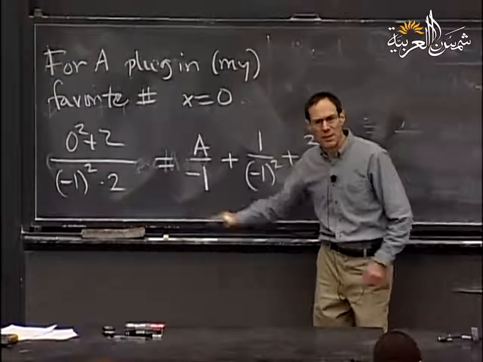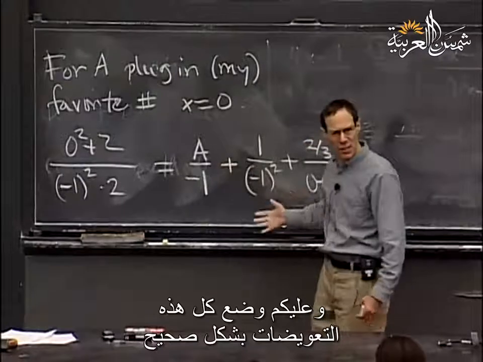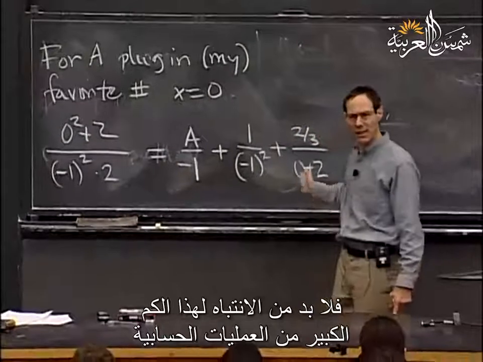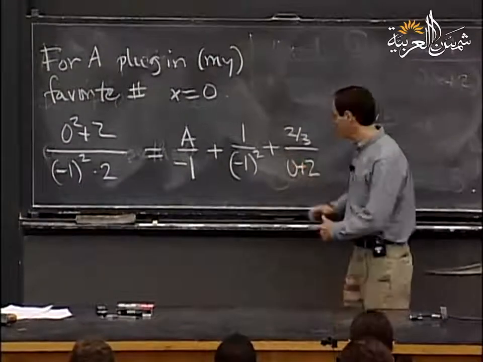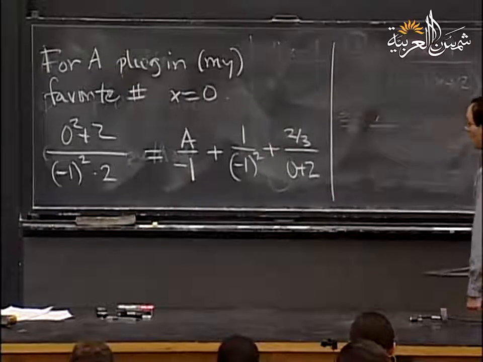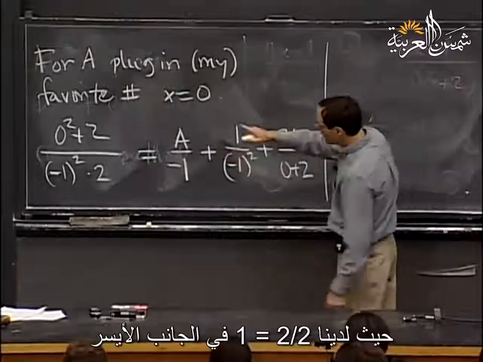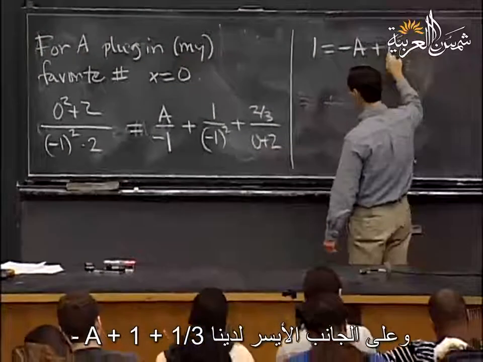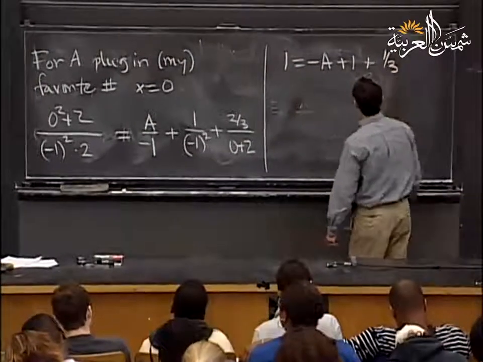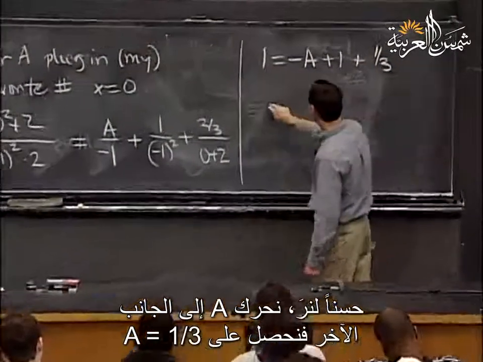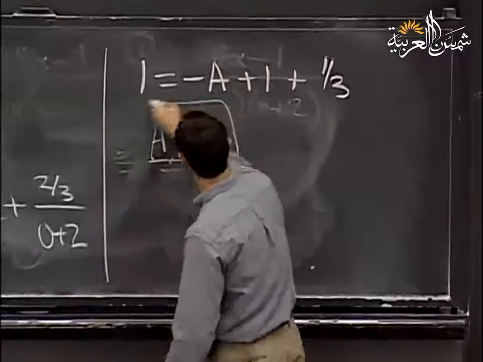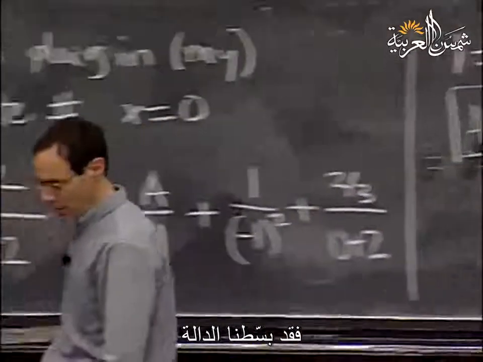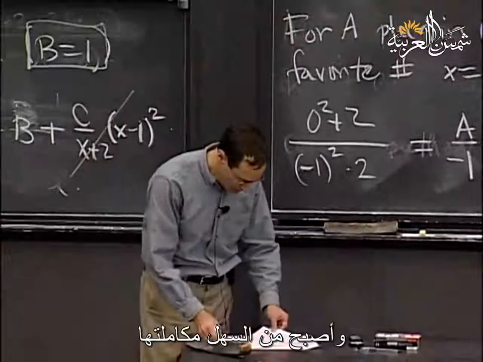Don't give up at this point. This is a lot of algebra. You really have to plug in all these numbers. Right? You make one arithmetic mistake and you're always going to get the wrong answer. This is very arithmetically intensive. However, it does simplify at this point. We have 2 over 2, that's 1, is equal to negative a plus 1 plus 1/3. So let's see, a on the other side, this becomes a is equal to 1/3. And that's it. This is the end. We've simplified our function, and now it's easy to integrate.